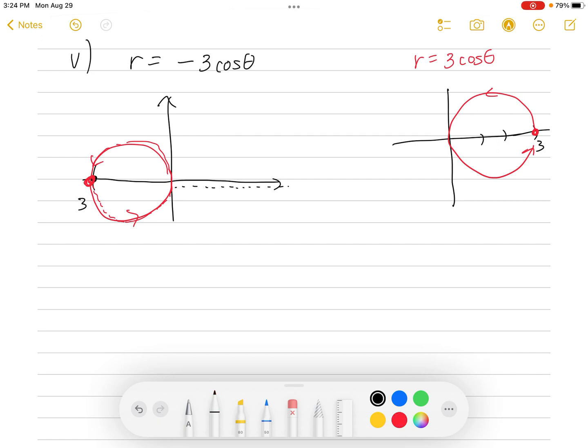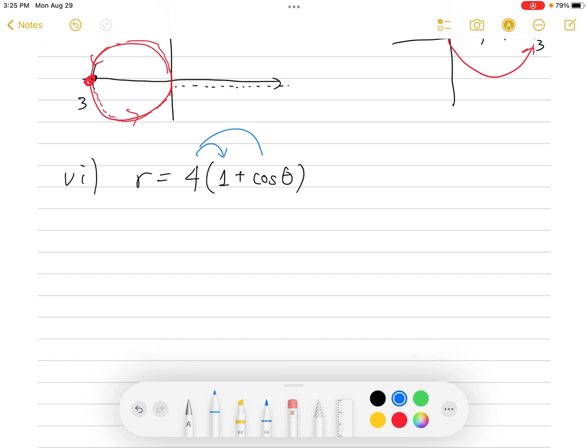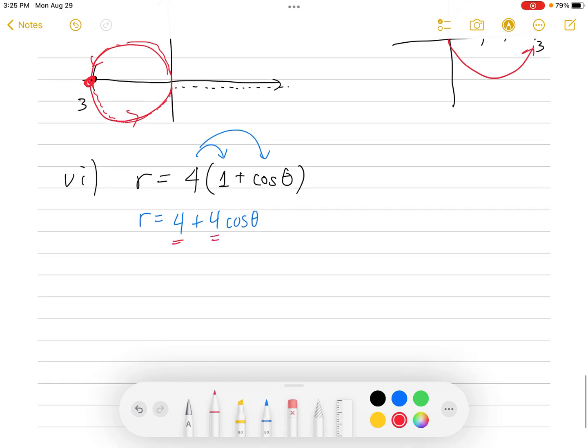Anything else we want to look at? Oh, let's do one more. Number 6. So we have r equals 4 times 1 plus the cosine of theta. If you distribute this 4 here, you can write this as 4 plus 4 cosine of theta. So here you can tell this is a cardioid, and your A is 4. This is a cardioid. And it's a cosine cardioid, so it's the horizontal type.